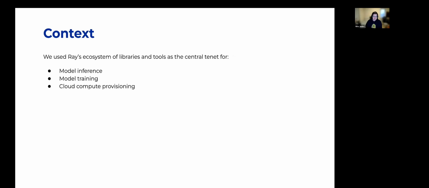So just a little bit of context. We used Ray's ecosystem of libraries and tools as this central pillar upon which everything stands. And we used it for model inference, so predictions, model training, as well as, and you will see this in the implementation, this kind of provisioning of cloud compute. So this is one big reason why I personally loved Ray, because you can do this kind of scaling very easily, and by doing that, we can be saving a lot of costs.